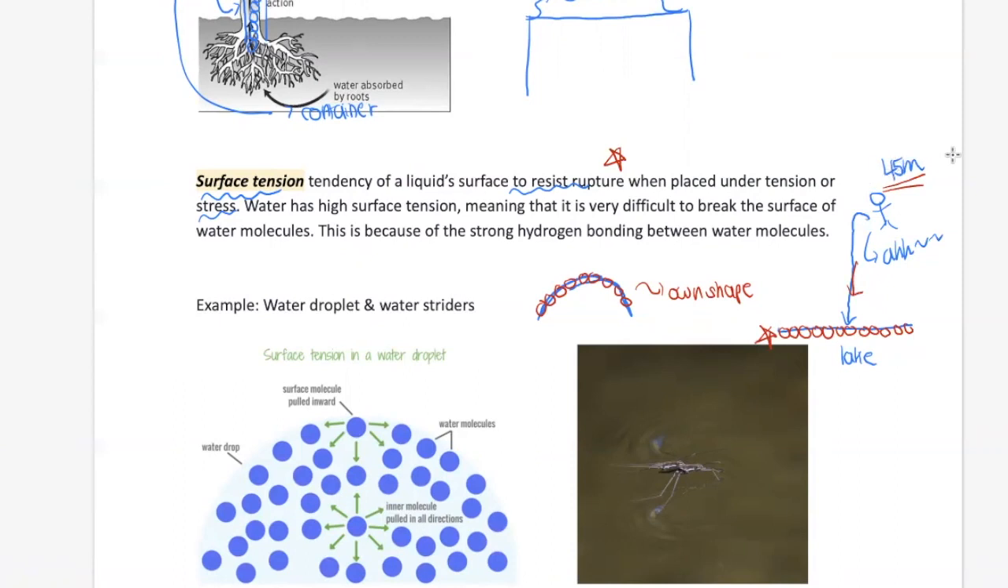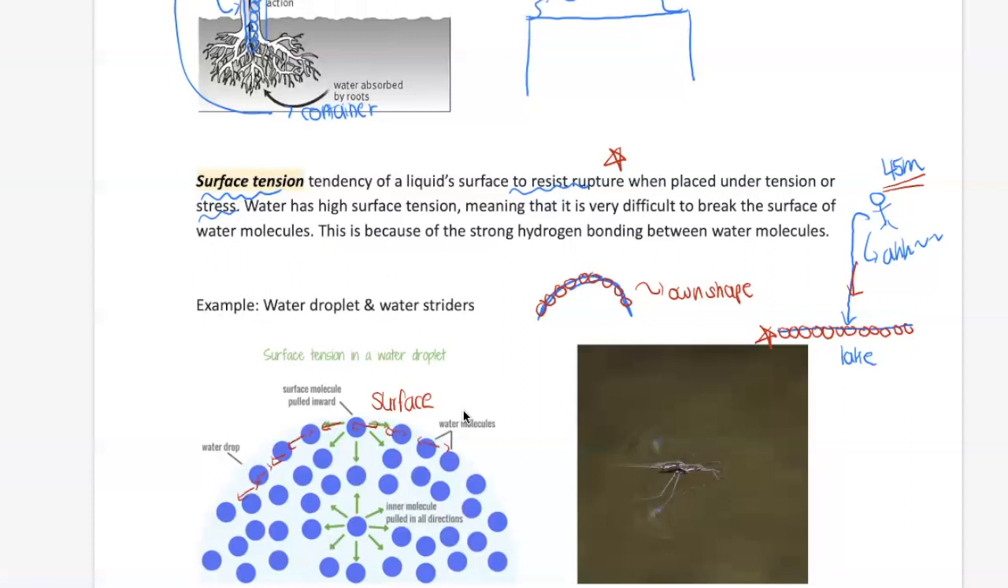So why does this surface tension happen? Let's say in a water droplet, you see a bunch of water molecules that are making up the surface of the droplet. And we learned that water molecules interact with one another via cohesion. So water molecules next to each other will be pulled toward one another. It's going to pull like this, pulling one another horizontally.